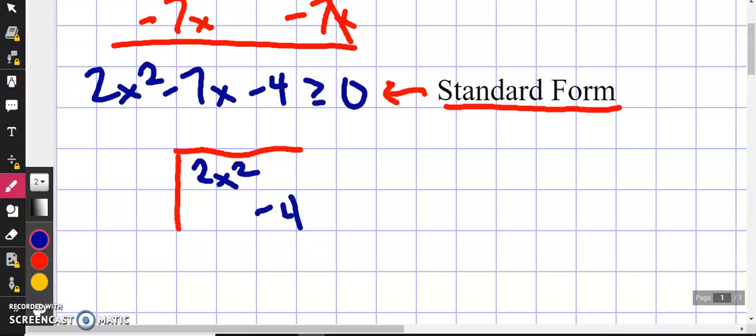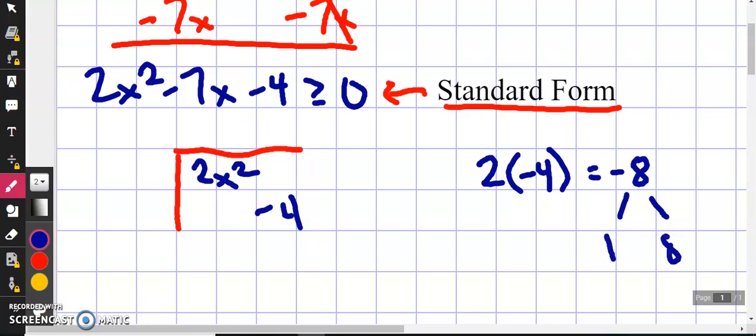And of course, to split the 7x in the middle, we know we're going to need to multiply the 2 and negative 4 together to get negative 8. So we'll figure out the two things that multiply to negative 8 that will add to negative 7. So of course I can do 1 times 8, and if I make that 8 negative, 1x minus 8x will give me my negative 7x. So let's go ahead and put those guys in the middle. And then of course we'll factor each row and column.